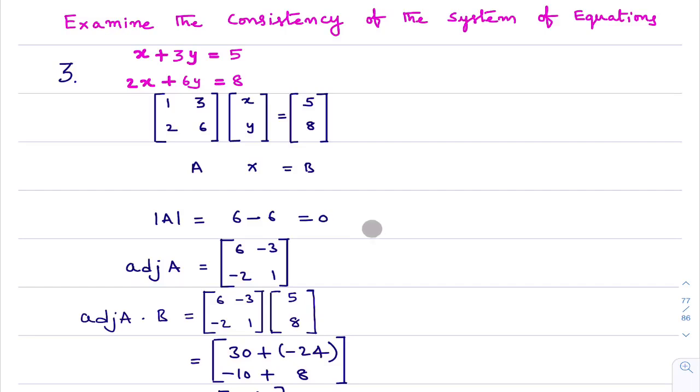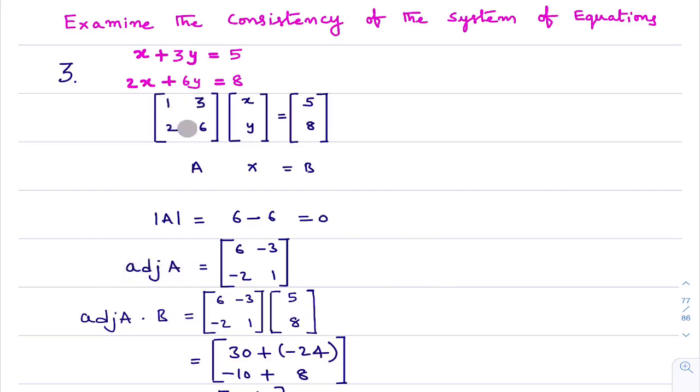We need to do this problem further. If det A is not equal to 0, we write directly that the system is consistent. But here det A is equal to 0, so we cannot decide whether the system is consistent or inconsistent. At this point we cannot decide. We need to go with adjoint A into B. So first I will calculate adjoint A.